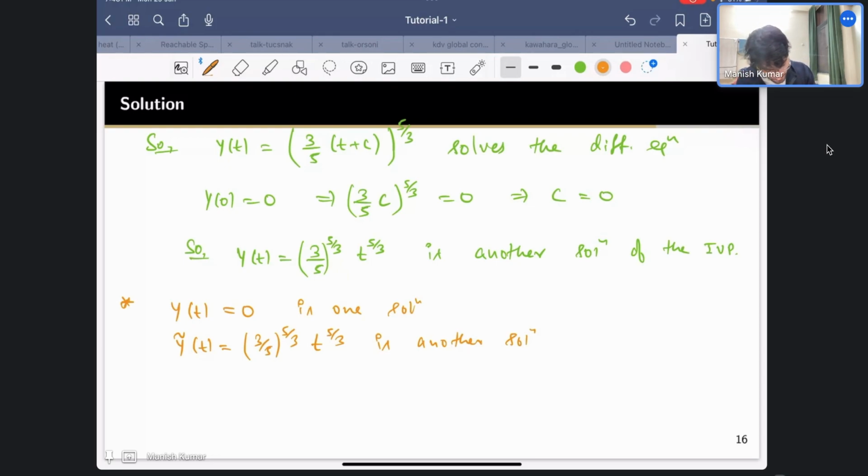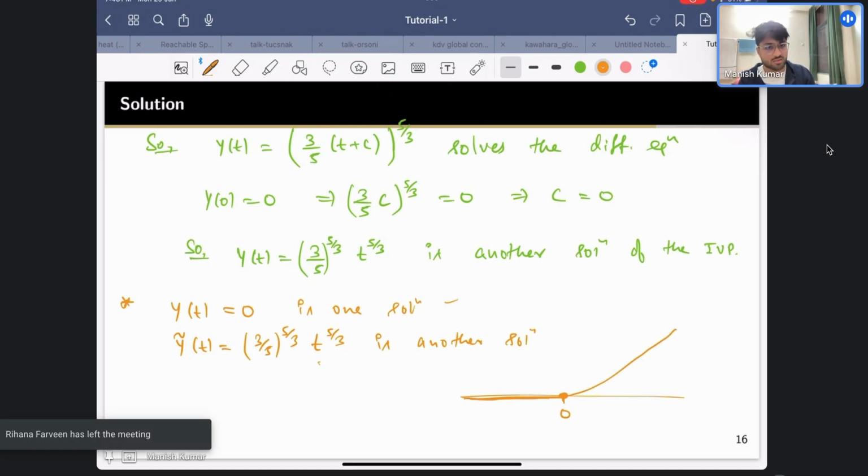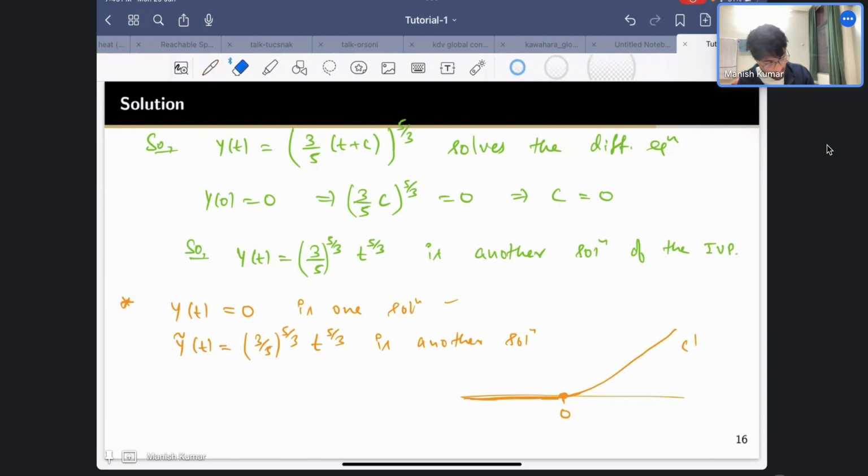So suppose this is the 0 point, you know that the function y should be 0 at 0. This you know by the initial condition. Now till here you take the y equal to 0 solution, and after that you use the other solution. You can check that this combination will be differentiable, because the derivative at t equal to 0 is 0, so this is a C1 function. That is another solution. Now this can be done in a more general way.